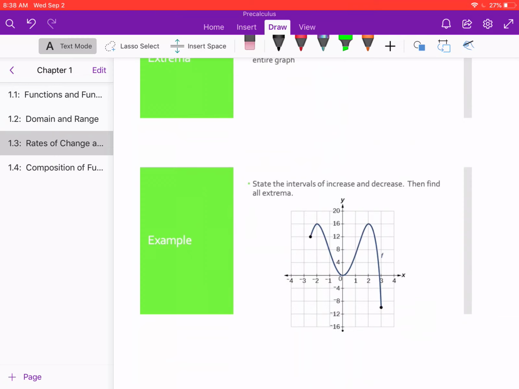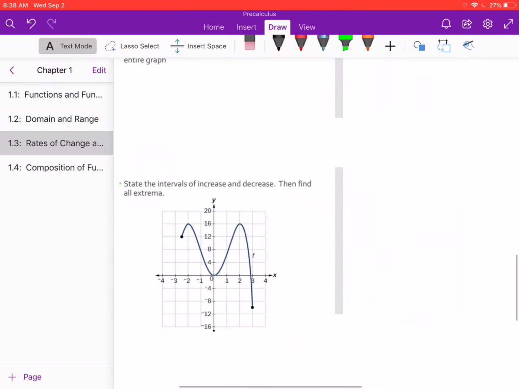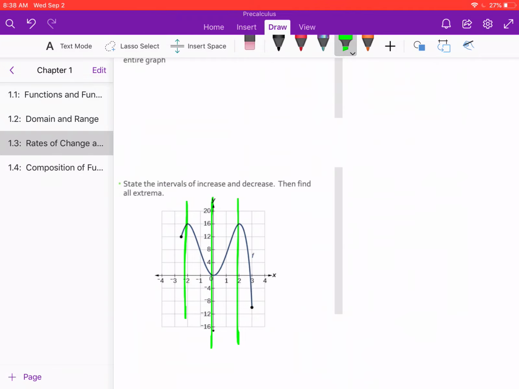So state intervals of increase and decrease, and then find all extrema. All right, I'm going to draw my vertical lines where I have maximums and minimums. That just helps me find the x values a little bit easier. Let's find out where it's increasing. It goes down, then up, then down. So we're increasing from, it looks to be about, negative 2.5 to negative 2, and union from 0 to 2.